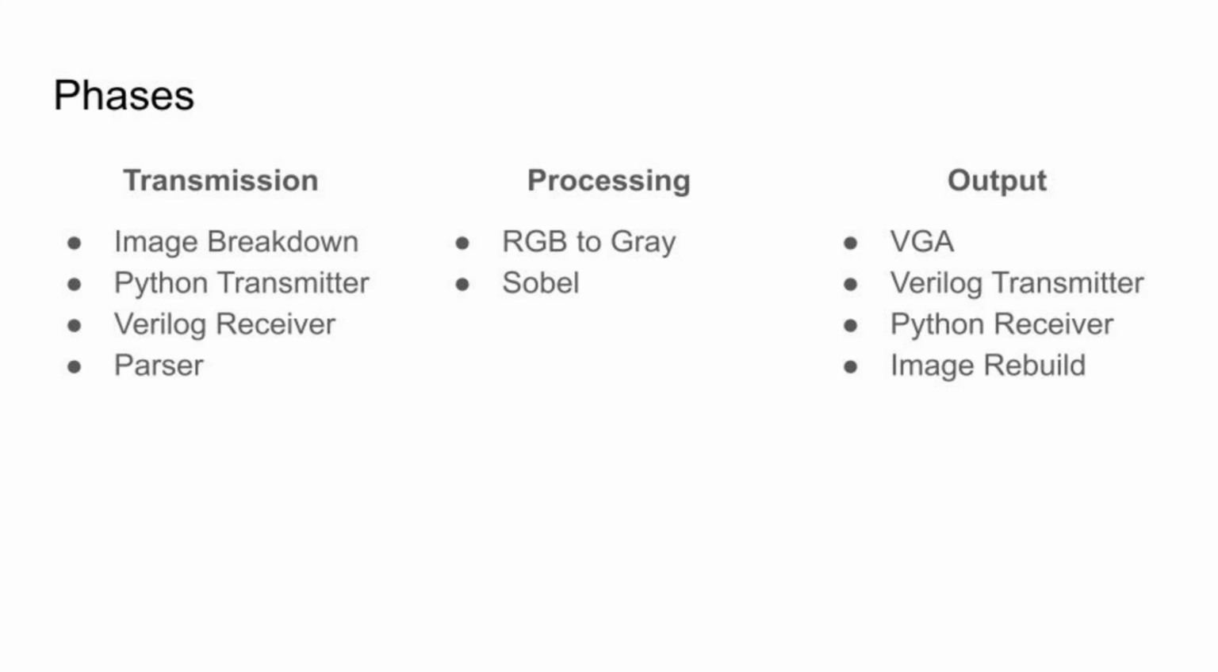So giving a brief overview of the phases of our pipeline here, it starts with transmission, where we break down the image and send it through the UART port to the FPGA. Then we perform processing on the FPGA side with our RGB to gray module and our Sobel algorithm. And then finally we transmit back to the CPU side with the UART port again, and also display to the monitor using VGA.